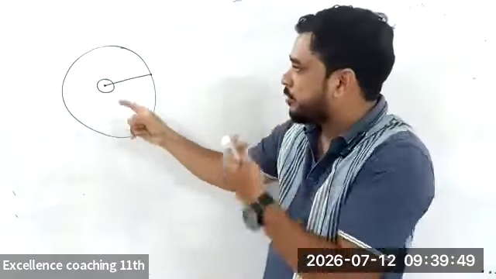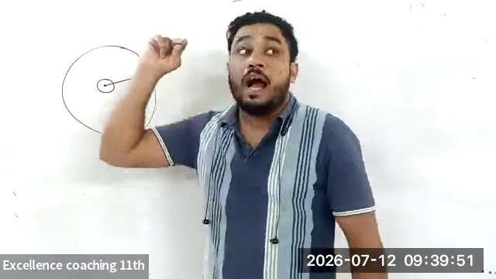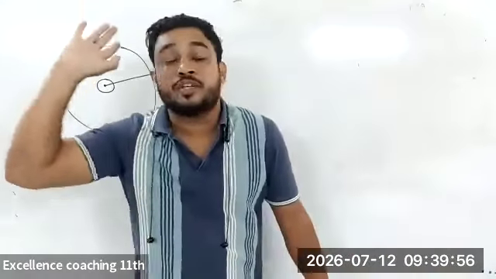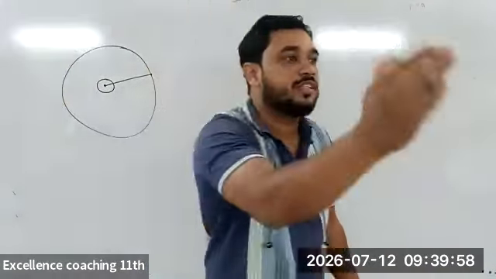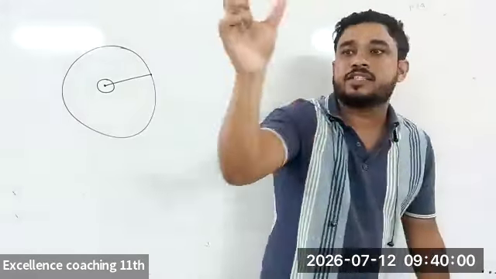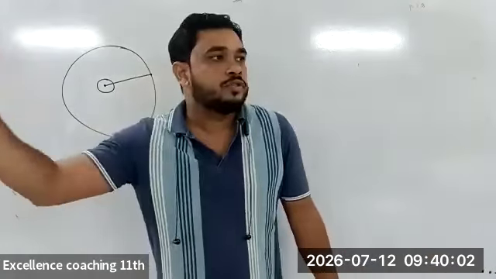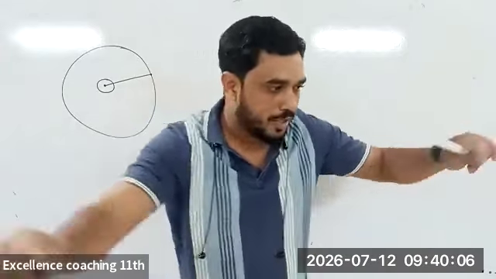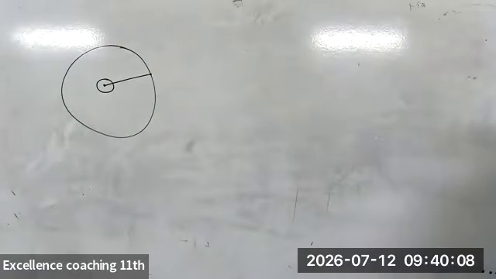So the definition is: it's the distance from the center of the nucleus to the outermost shell. It depends on which shell the last electron is present in, whether it's the fourth shell, third shell, or second shell. So it's the distance between the center of the nucleus and the outermost shell. Understood atomic radius? Any doubts here? Clear? Okay, next point.